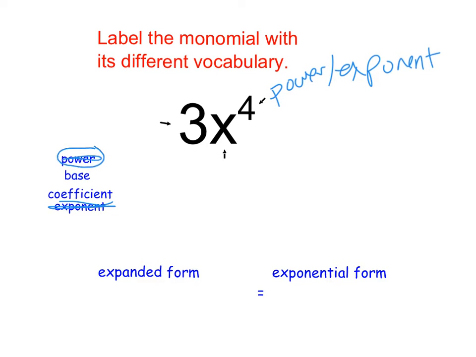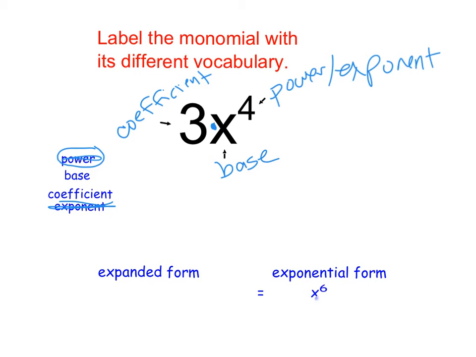What is the coefficient? That is your 3. So coefficient is the number in front of the x. And remember, these are multiplying, right? It's invisible. The base is your x. So the base is the thing that's being raised to a power.